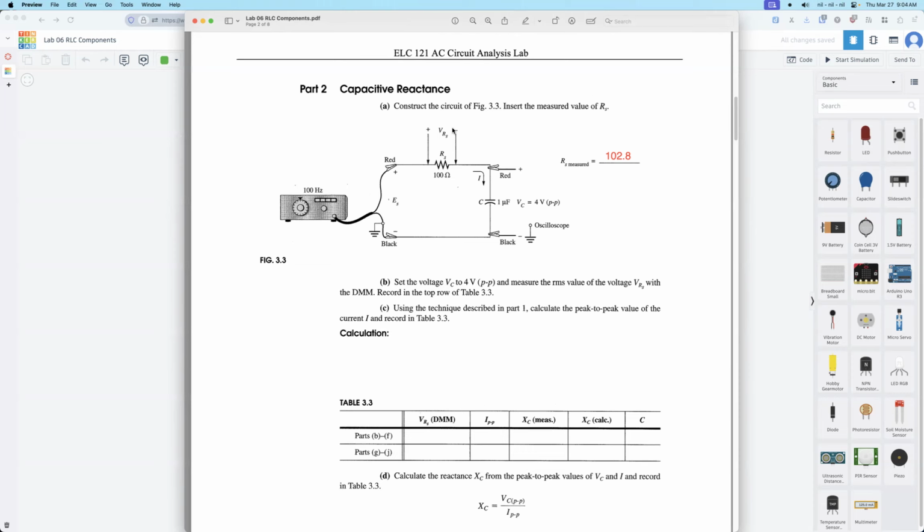Again, in the real lab, we will use the digital multimeter to measure this value, and that gets the RMS value, so it's different. Then in Tinkercad, we can only use the oscilloscope to measure the peak to peak value here. Okay, so we can start now.